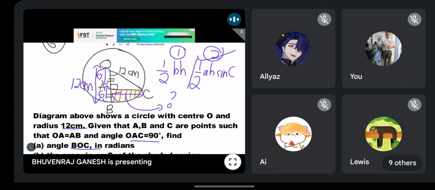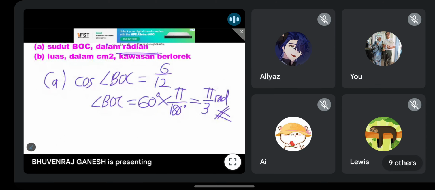You must use Pythagoras theorem. You must gantikan in this rumus. Then only you can get the answer. If you use this, direct you can get the answer. Setengah kali 6 kali 12 kali sudut lah. Sin 60. You got the angle is 60 degree.